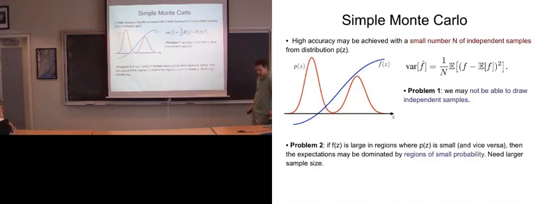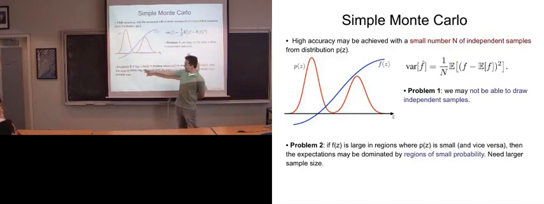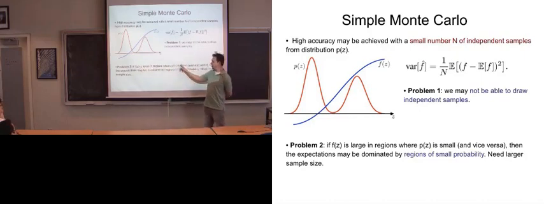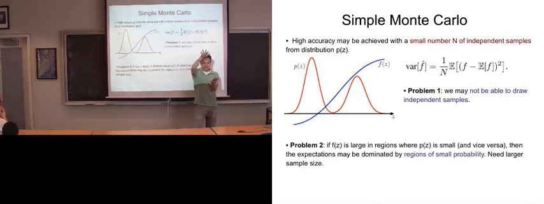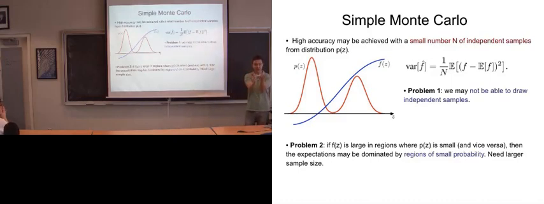And problem number 2, it can be the case that our function is large in the regions where the probabilities are small. And the other way around, then the expectations may be dominated by regions of small probability. And so you need much larger sample size. Say your function takes very large values, but the probabilities in that space are very small. Nevertheless, when you compute expectation, that sort of comes in. Right? So you might need to draw more samples.